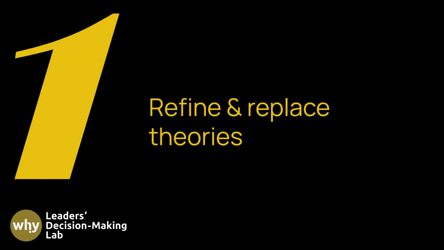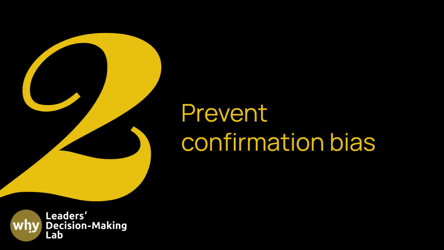First, when leadership theories are falsifiable, they can be refined and replaced as new evidence emerges. This ongoing process of testing and refining theories helps develop more accurate and effective leadership models over time. Second, falsifiability helps prevent leaders and practitioners from only seeking out evidence that supports their preconceived notions about leadership.